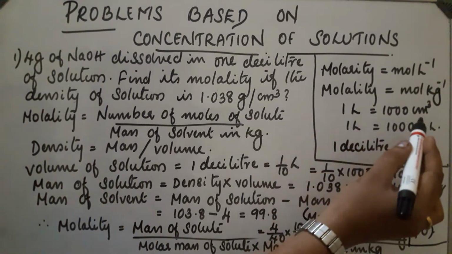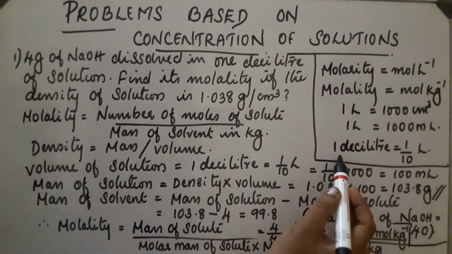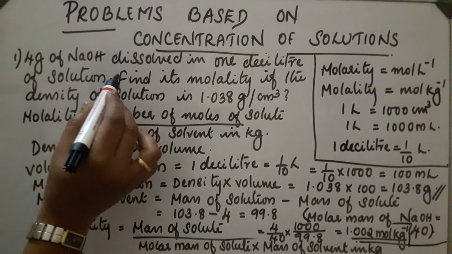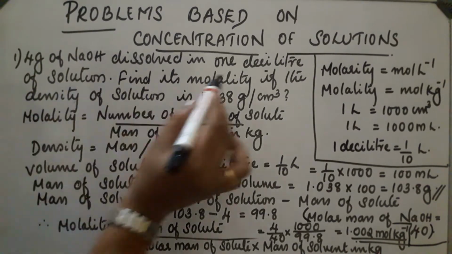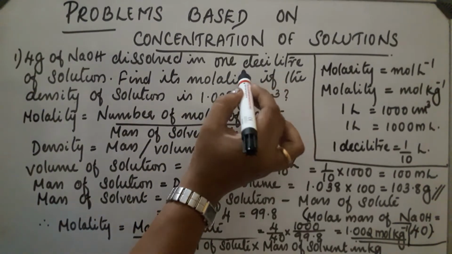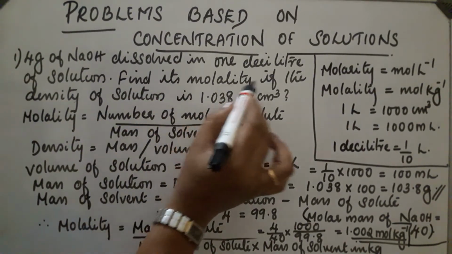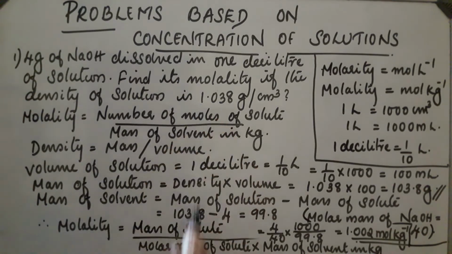And 1 liter equals 1000 cubic centimeter, or 1 liter equals 1000 ml, and 1 deciliter equals 1 by 10 liter. Now let us start. First question. 4 gram of NaOH dissolved in 1 deciliter of solution. Find its molality if the density of solution is given, that is 1.038 gram per centimeter cube.